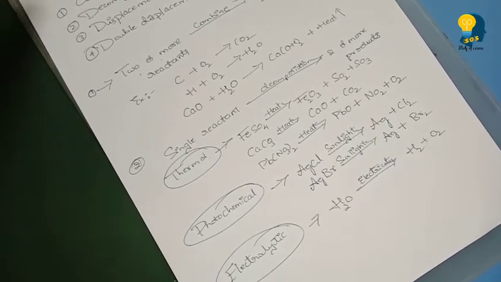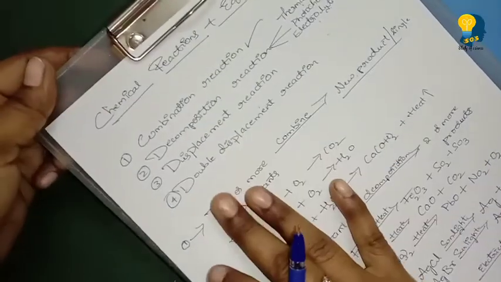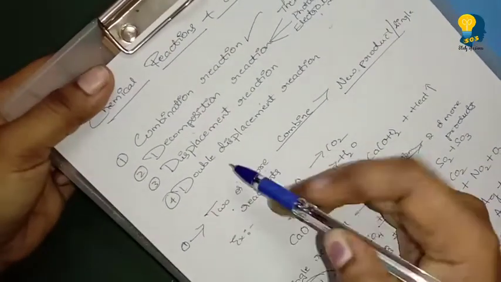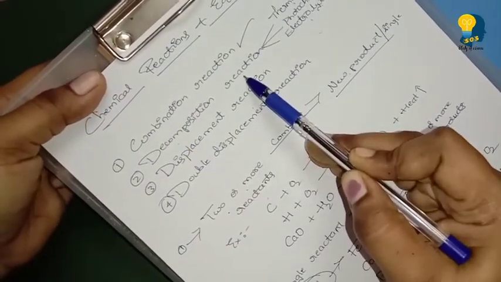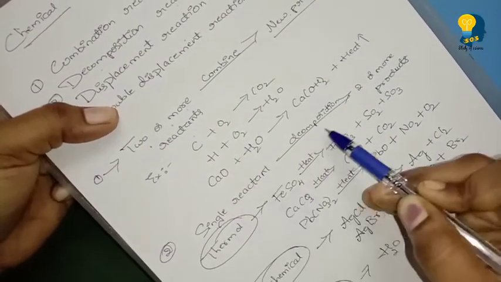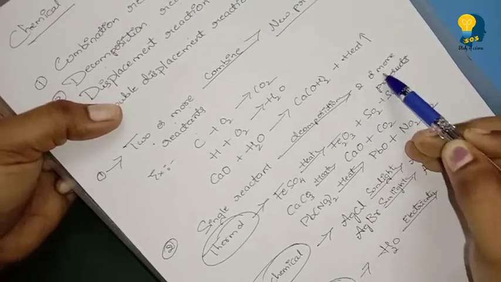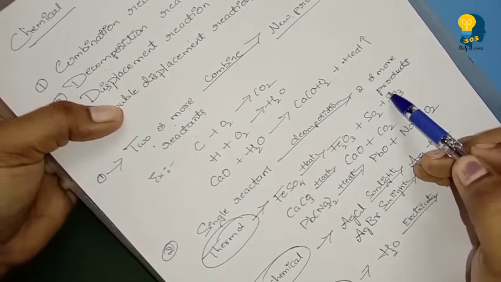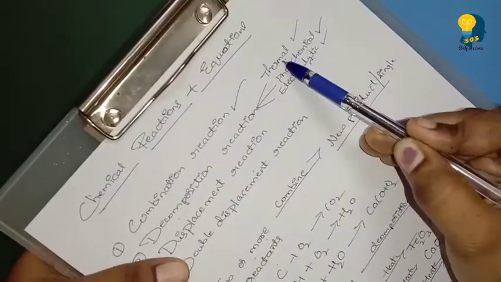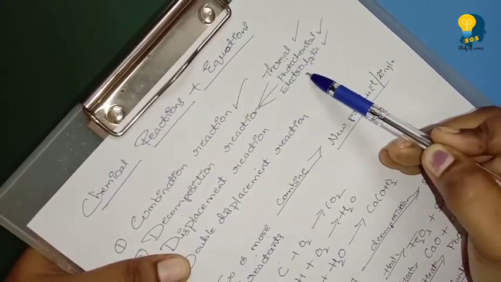Okay, so we have learned decomposition reaction. Let's recall. Everybody learn. What is decomposition reaction? There will be a single reactant. When it undergoes decomposition, it forms two or more products. Very simple. Three types of decomposition: thermal, photochemical, electrolytic.